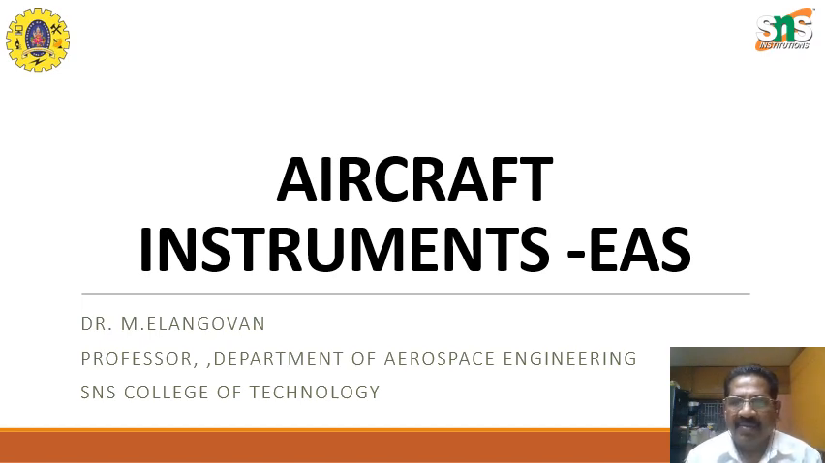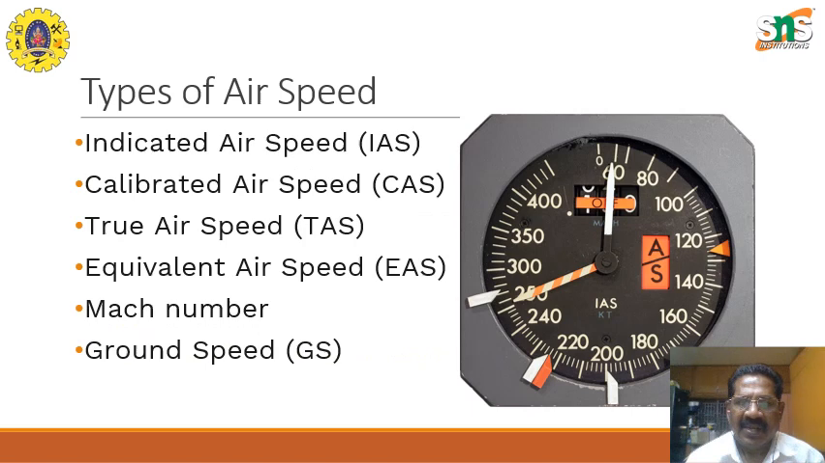We were looking at the fundamentals of aircraft and engineering, and in that the final unit on the aircraft instruments is what we are going to look at now. We have something called equivalent airspeed. There are different types of airspeeds, and we have to understand the difference between all the kinds of airspeeds. We have indicated airspeed, calibrated airspeed, true airspeed, equivalent airspeed, the Mach number, and the ground speed. We have to be clear on these different kinds of airspeed.